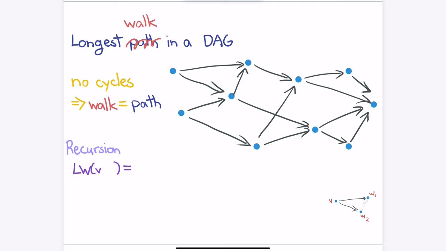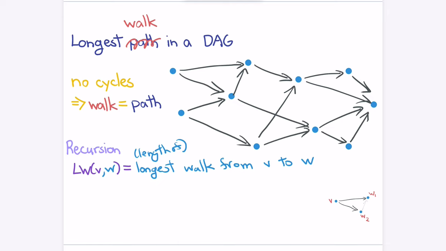Okay. So you want to do the longest walk. The length of the longest walk from V to W, for example. Okay. Fine. And then if I wanted to implement this, right? So maybe V is here and W is here or something.